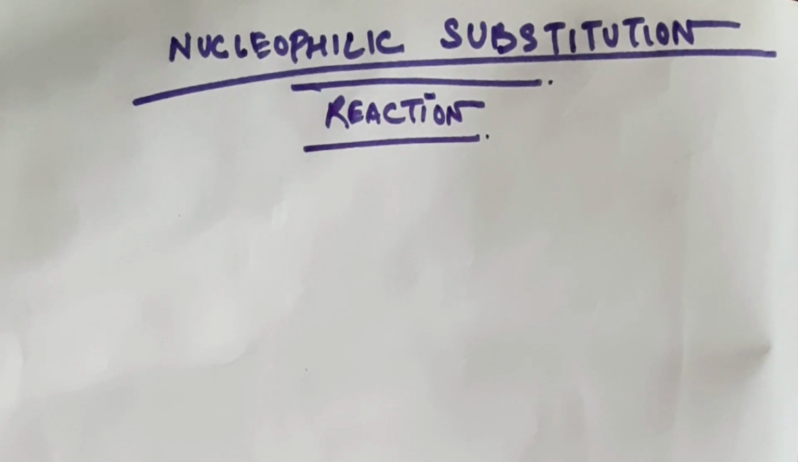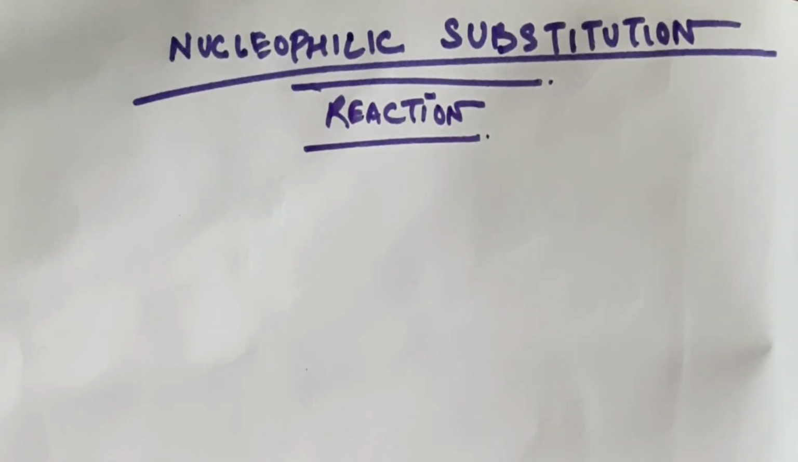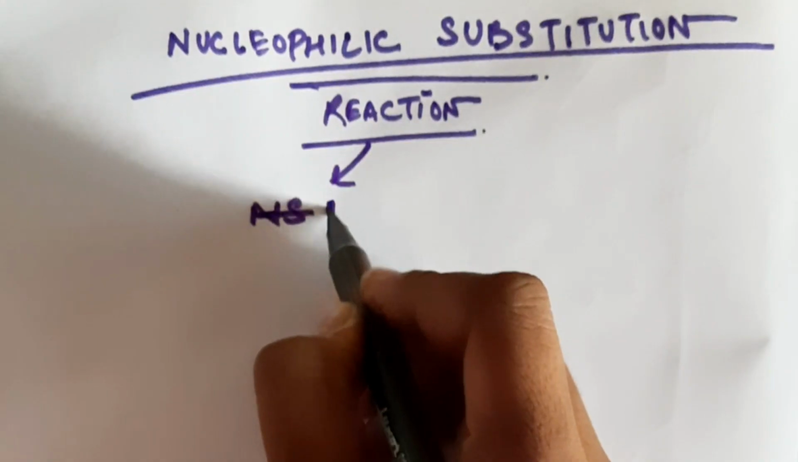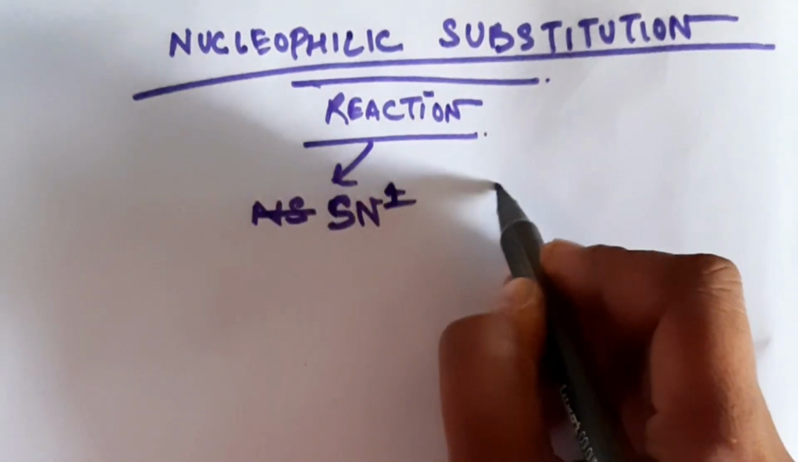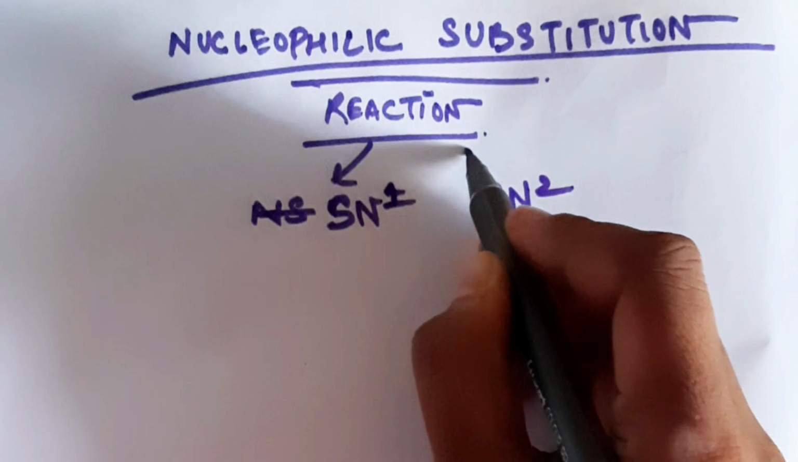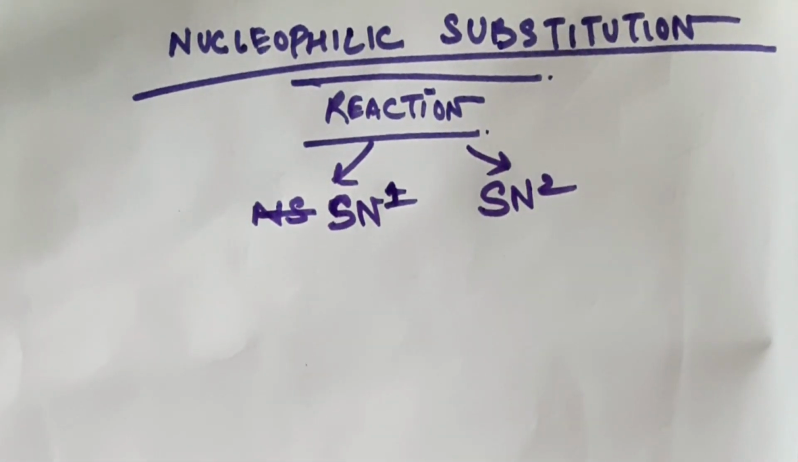I'm Institute Paramita, and in this video I'm going to explain nucleophilic substitution reactions. This is a very important topic which comes up every time. SN1 is nucleophilic substitution unimolecular, and SN2 is nucleophilic substitution bimolecular. So we will discuss these two reactions.